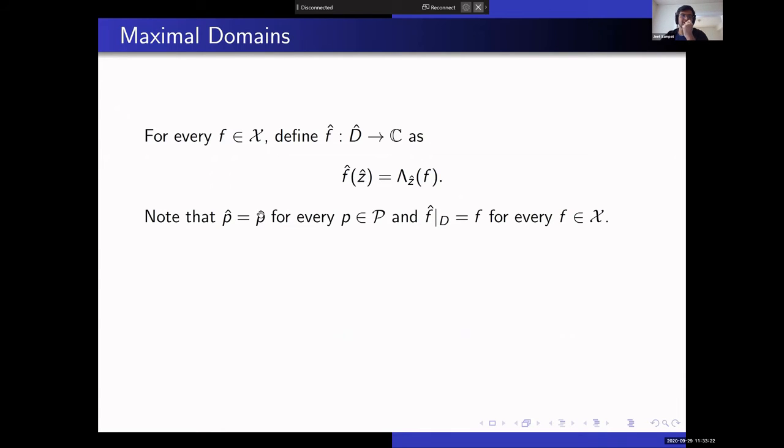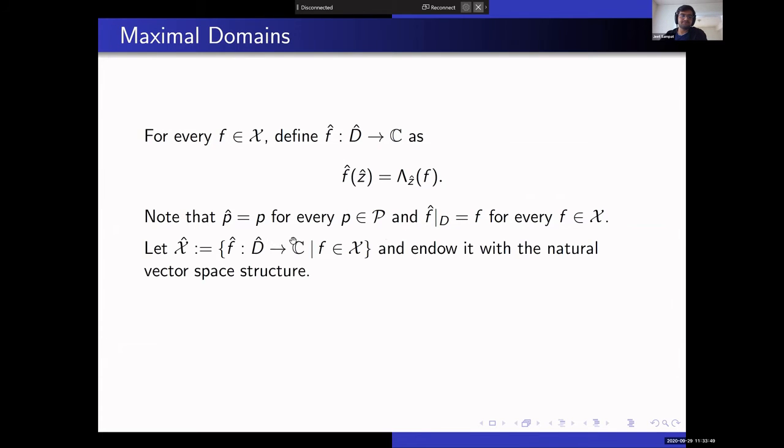So obviously p hat is equal to p just by the way we had defined D hat, right? For every polynomial, the evaluation is the same. And f hat restricted to D is again going to be f, because lambda sub z for every z in D is just going to be point evaluation at z, which makes sense for f anyway. You don't have to extend it and worry about the extension.